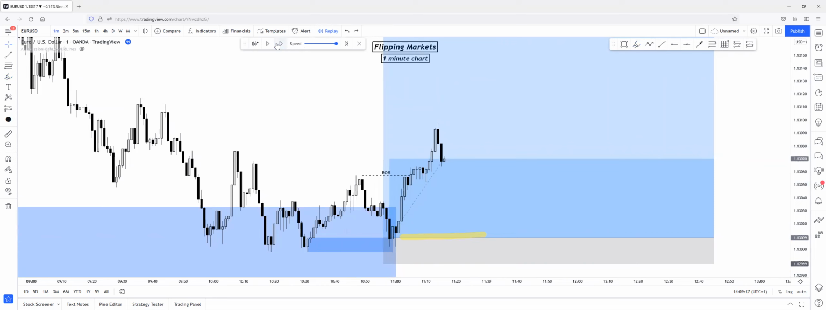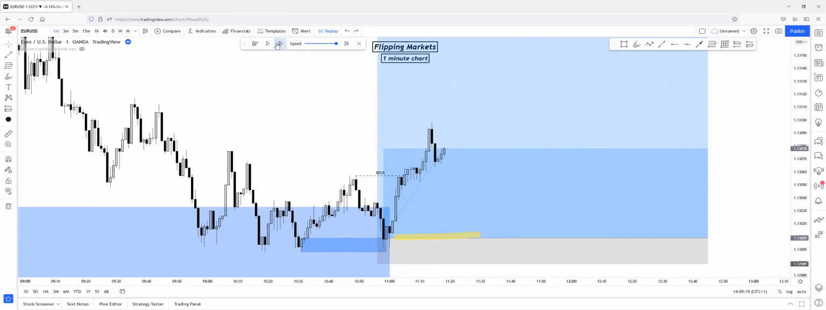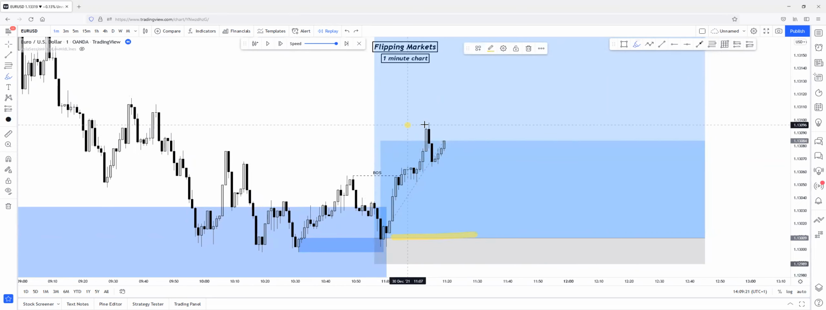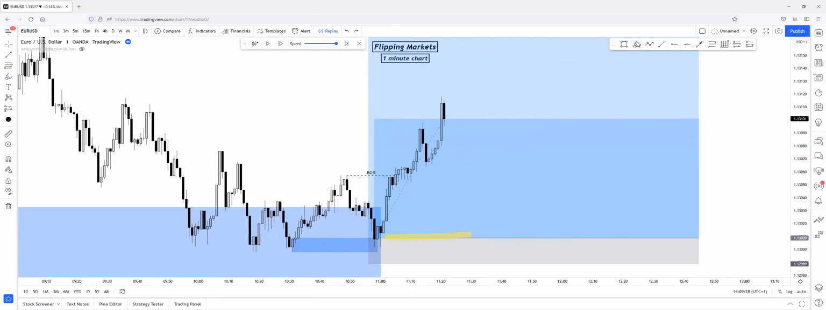Price created a pullback, reacted on the demand zone. As you can see, reaction. If this high breaks, I will put my stop loss below this level. Okay, let's see what happens. Okay, that high has been broken. As you can see, here's a break of structure to the upside. I will just mark it with BOS long. Okay, and I will place my stop loss below this level.